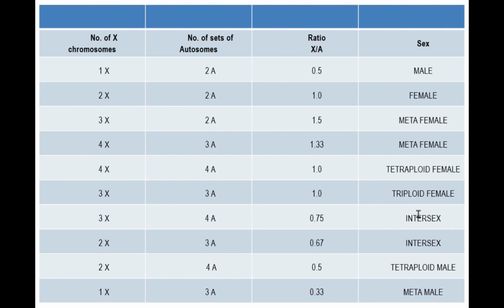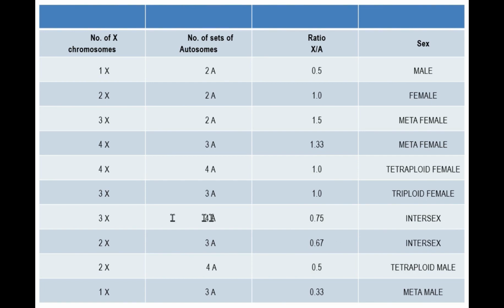There could be the formation of two genetic strengths like 0.75 and 0.67. Please try to know how this genetic strength is formed. Look at it. If a zygote contains 3X and 4 sets of autosomes, then obviously 3 by 4 is 0.75, and it leads into the formation of intersex. This could be neither a female nor a male. This is known to be intersex, in between male and female sexes. So it is called intersex.